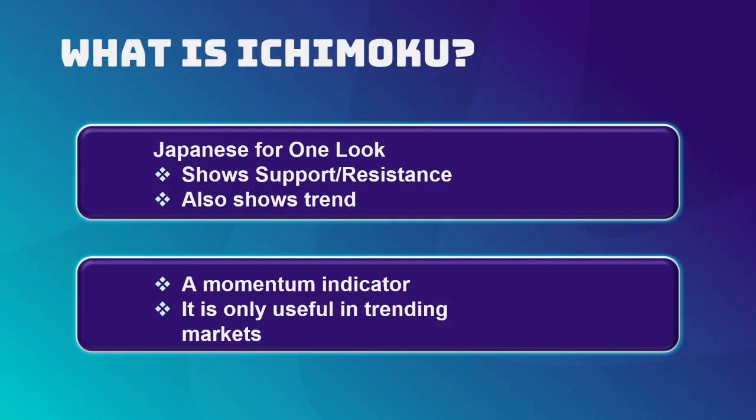Ichimoku is really just Japanese for one look. It was actually created by a reporter, of all people, not even a trader necessarily, a financial reporter who was looking at analyzing the markets from a different perspective. And really, it's a momentum indicator. It can show you some support and resistance, and it can also demonstrate the direction of the trend, but it really just tells you how much momentum you have and if that momentum is changing.